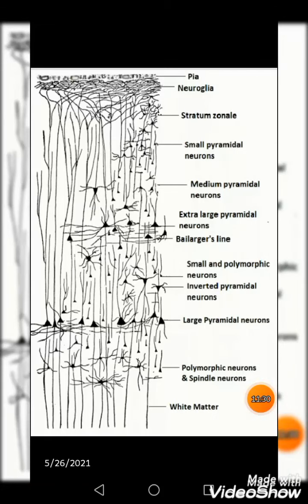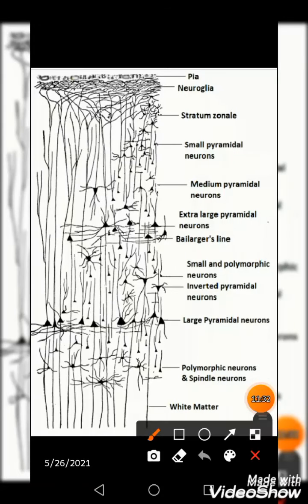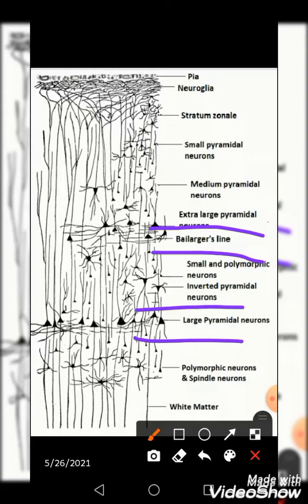Now in this diagram, I want to show you the band of Baillarger. Here you find these horizontal lines which are present in the internal granular layer, so forming the outer band of Baillarger. And there is another layer which has the inner band of Baillarger. This is the internal pyramidal layer or layer number 5, and you find here larger pyramidal neurons called Betz cells, right?